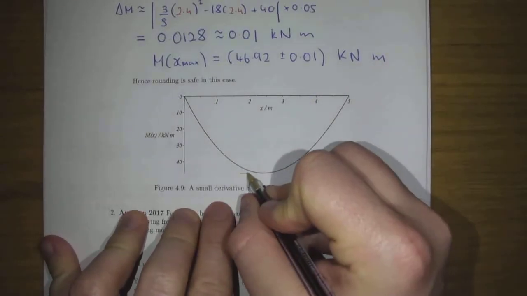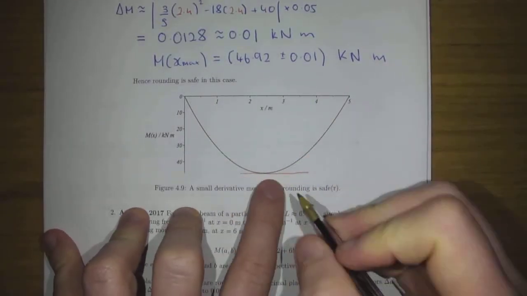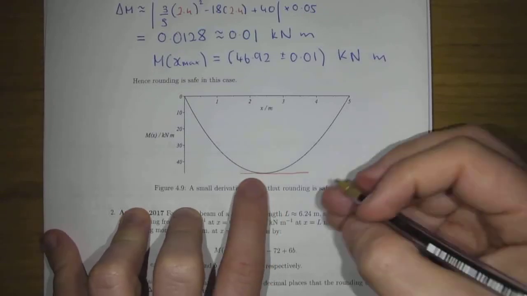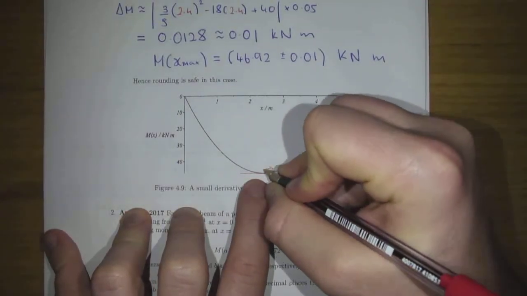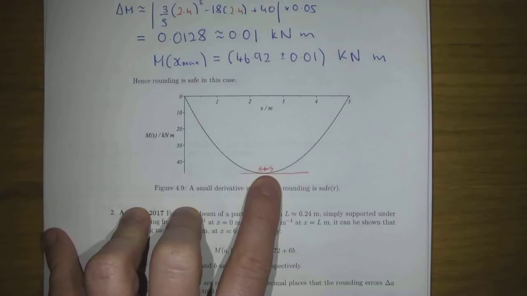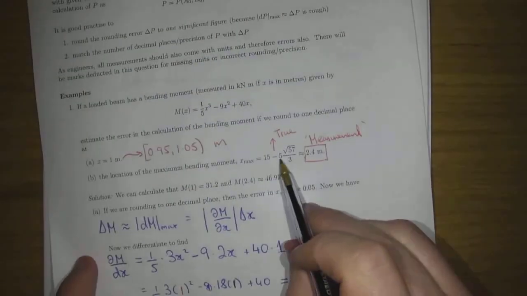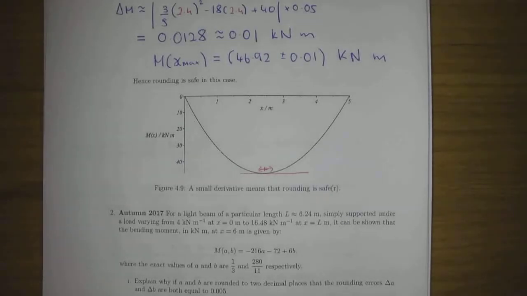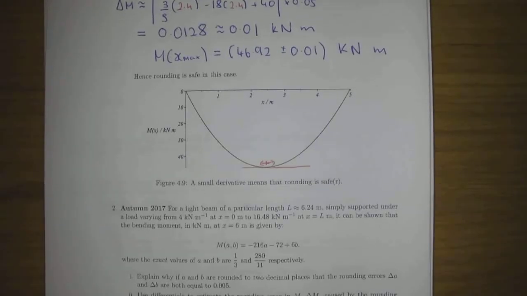And the reason is that the derivative is really, really small. That means the rate of change of the bending moment is really, really small with respect to x. So if you change slightly the x value from the true position of the maximum to a rounded effort, you're not getting much of an error. Okay, so we've only one more example, which we'll do in the next lecture.